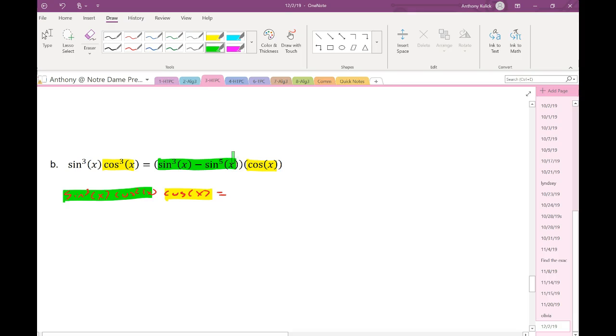Well, it seems obvious to me to rewrite cosine squared in terms of sines, since the green part on the right-hand side has all sines in it. So I know that cosine squared is 1 minus sine squared. And then all I need to do is distribute. Kind of got it.